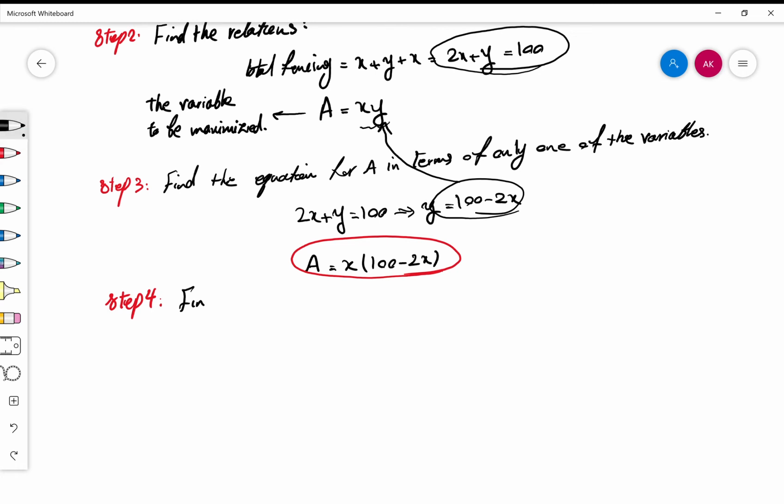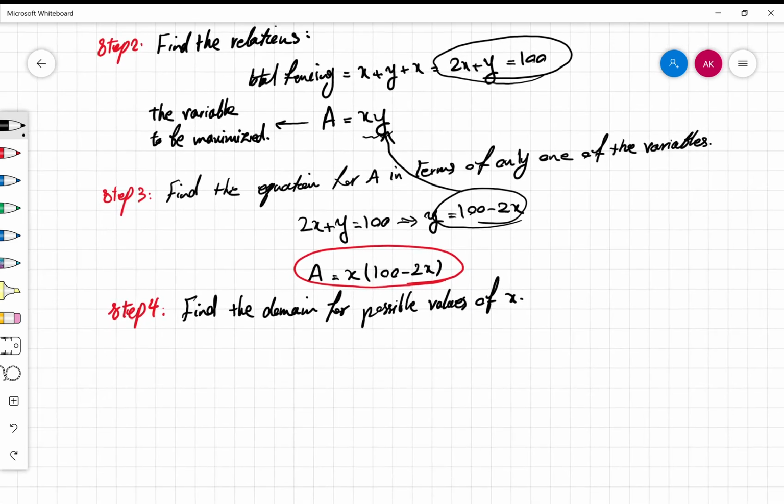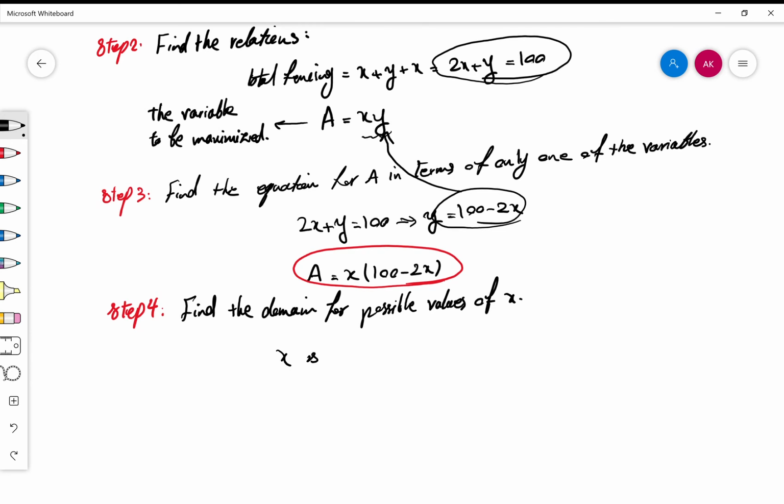So find the domain for possible values of x. Something to notice is that x is a length, so x needs to be positive. Well, we can say positive or 0. Yes, that's the best we can get. So this means that x is always greater than or equal to 0. How about the other condition?